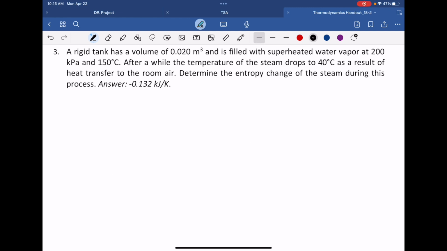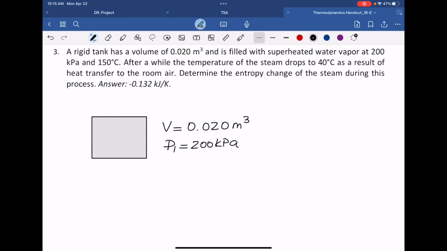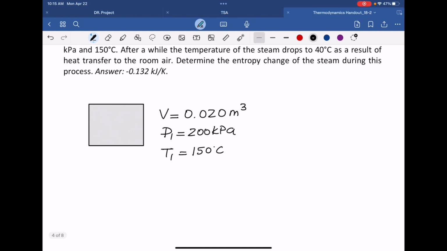There is a rigid tank with a volume of 0.02 meter cubed. In a rigid tank, we know that the volume doesn't change throughout the process. It is filled with superheated vapor of water at 200 kilopascal and temperature. Always sketch and write what is given and what they're asking for. It's going to prevent you from making mistakes.